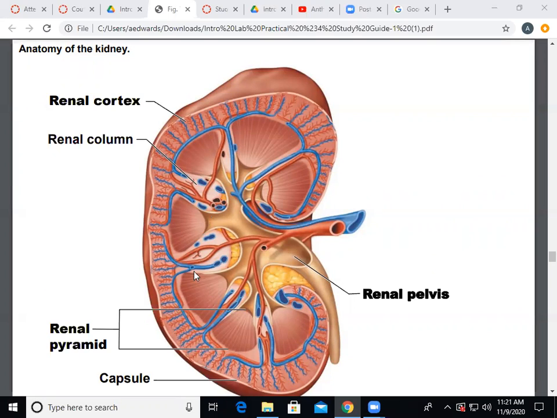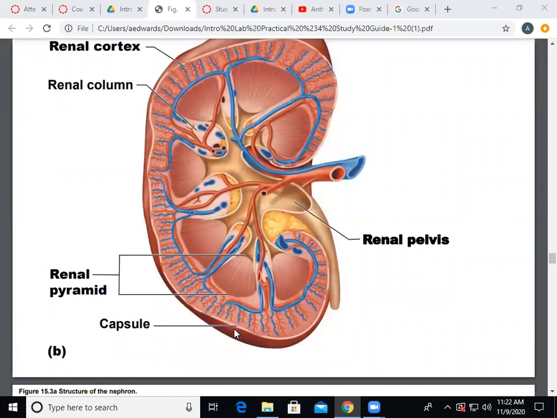And these little kind of triangle shaped or pyramid shaped items are the renal pyramids. Okay. The outer lining surrounding the cortex is the capsule. Okay. And where the urine goes into the ureter, that is the renal pelvis. Okay. So capsule, cortex, column, pyramid, pelvis. Okay.